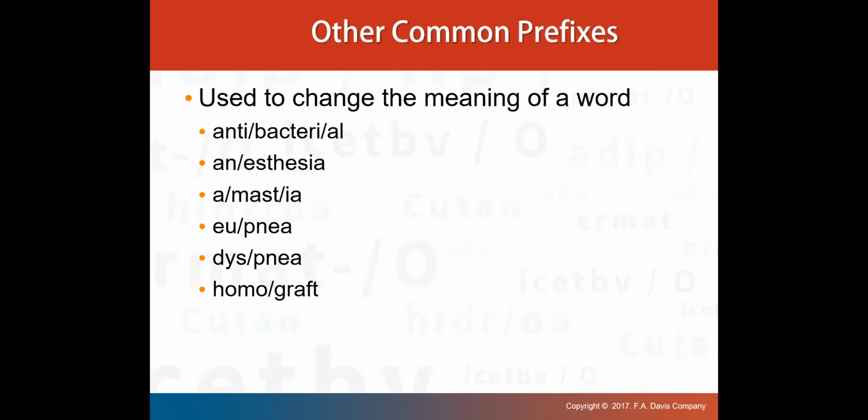And then homo, we're doing one, like homogeneous versus heterogeneous, homosexual versus heterosexual. So homo means dealing with just one type.